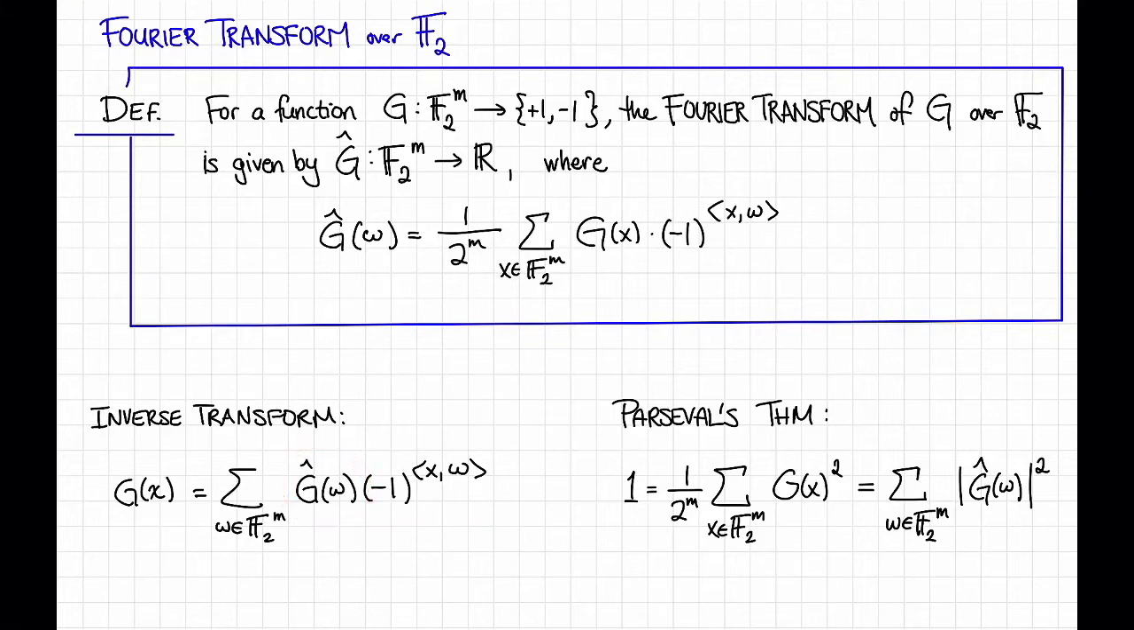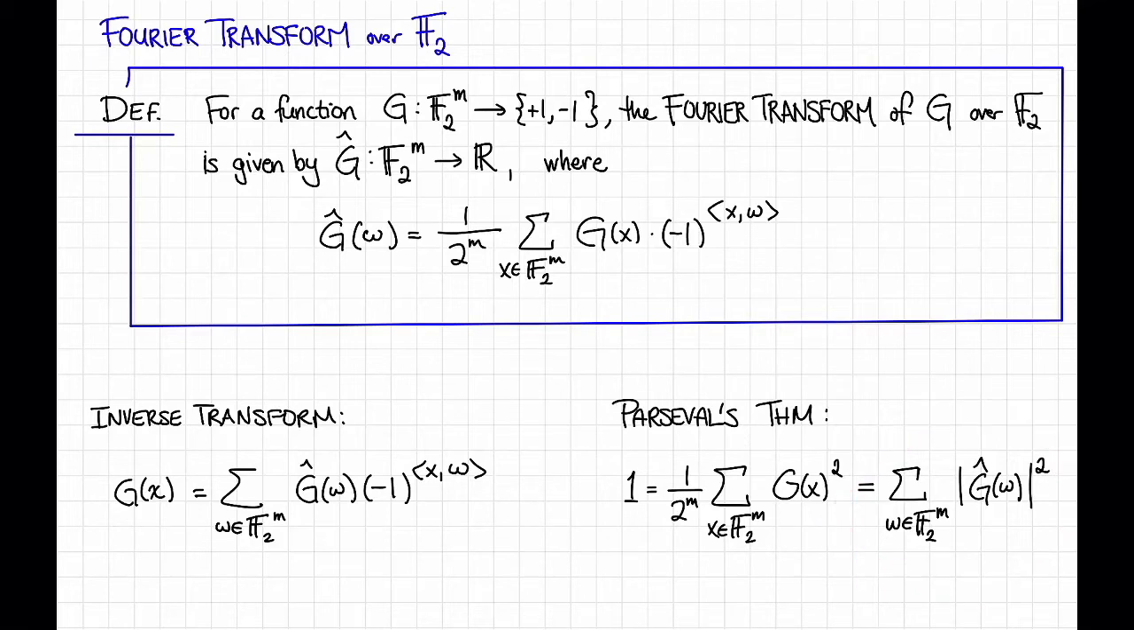And we also have Parseval's theorem, which says that taking Fourier transforms doesn't affect the L2 norm. More precisely, we have that this thing, 1 over 2 to the m times the sum over all x in F2 to the m of g of x squared, which incidentally just happens to be equal to 1 because g of x is plus or minus 1 in this setup, is equal to the sum over all omega in F2 to the m of the square of the Fourier coefficient g hat of omega.